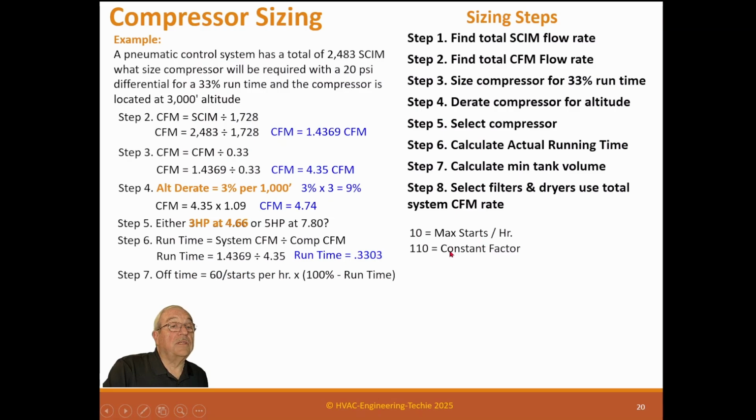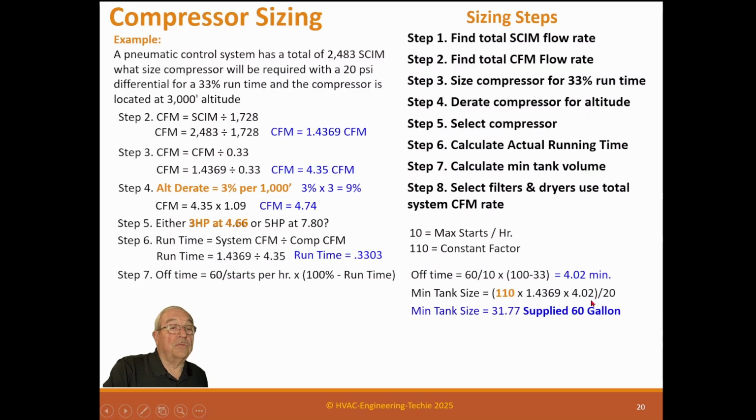Maximum starts per hour 10, so 110 constant factor. Off time would be 60 times 1 minus 0.33 equals 4.02 minutes. Minimum tank size would be 110, which is this constant factor, times 1.439 times 4.02 divided by 20. And it means the tank size would need to be 31.77, but the supplier will supply a 60-gallon with a 3 horsepower system.